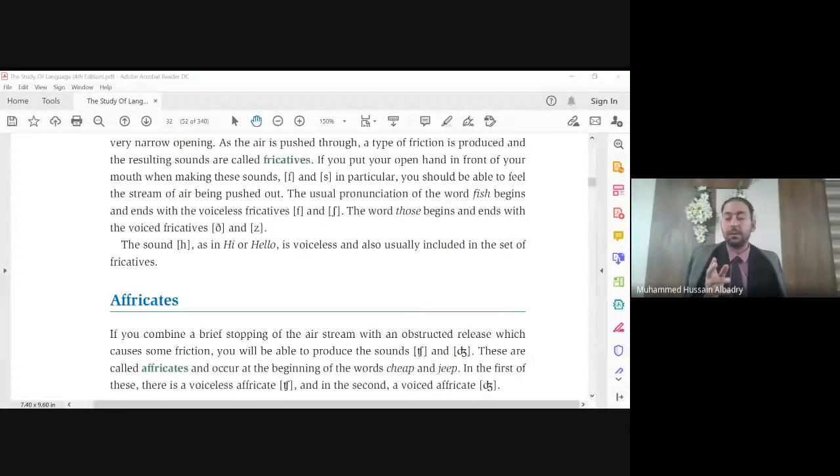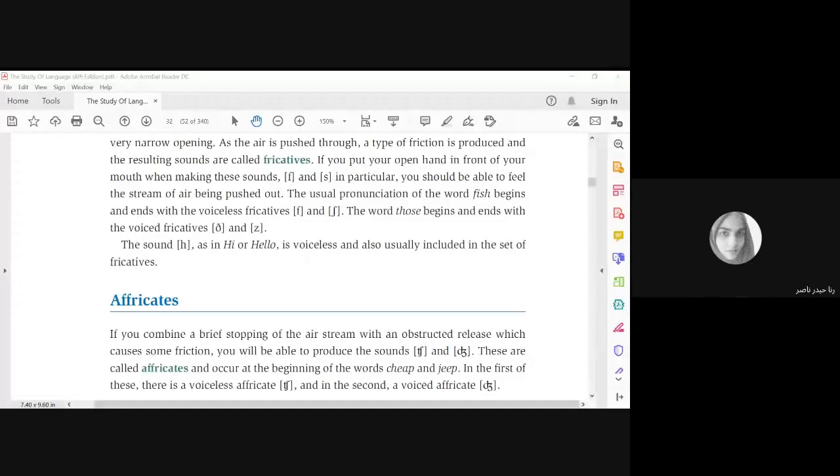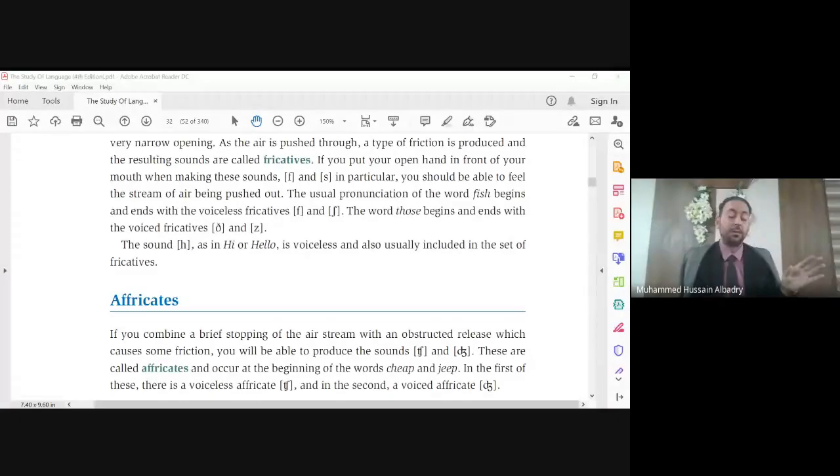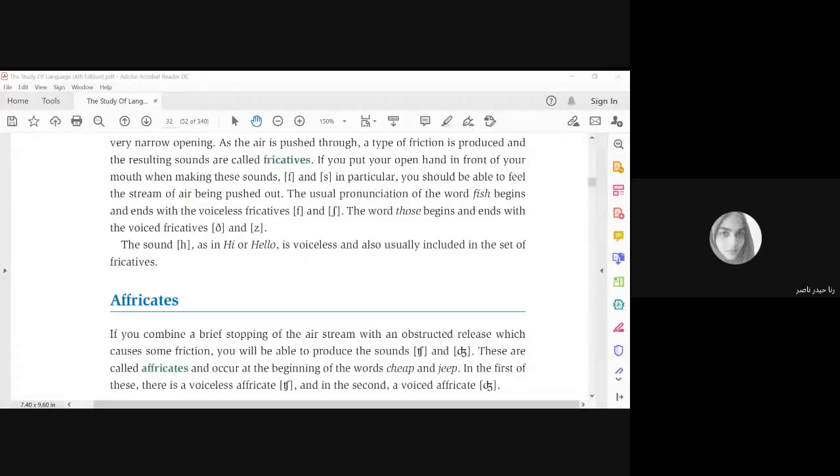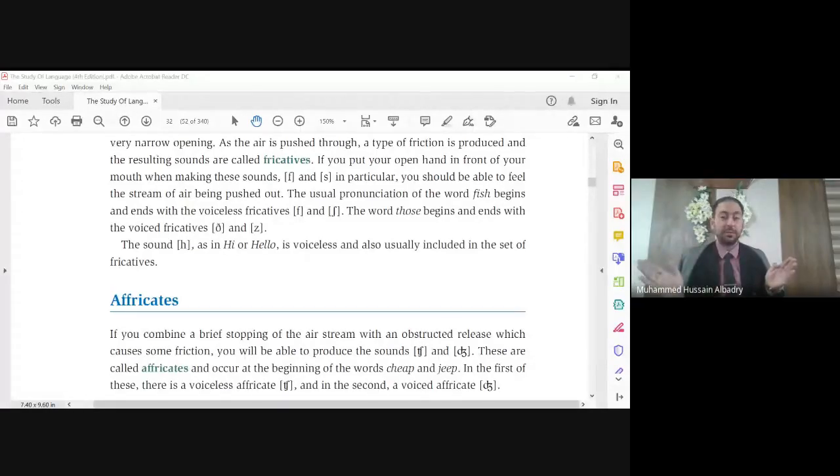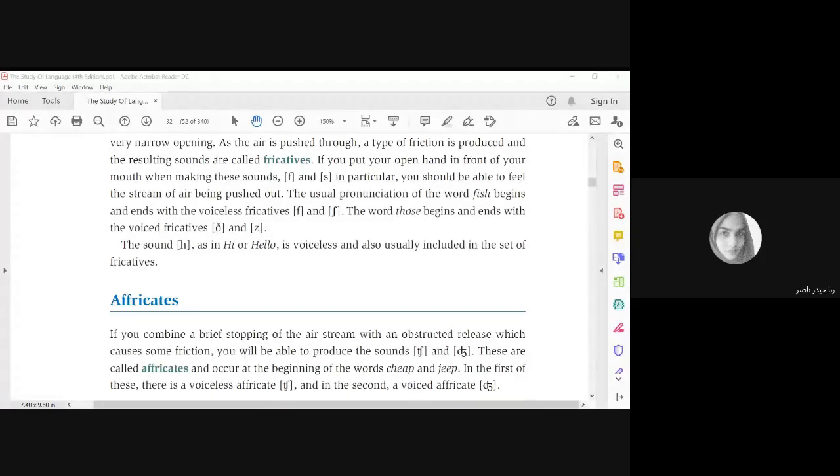Okay, what else? Yes, Rana? An affricate is a consonant that begins as a stop consonant and releases as a fricative. It starts as a stop. So we have ch, for example. It starts as a stop, and finishes as what? And finishes as a fricative.